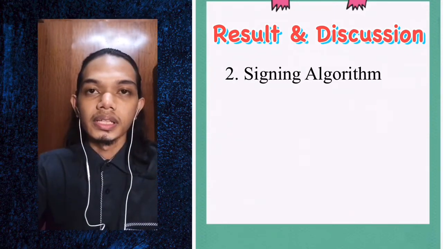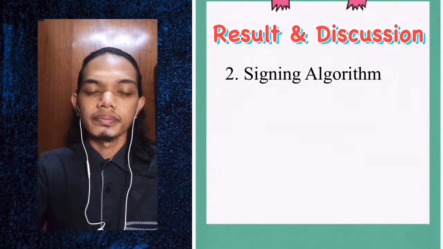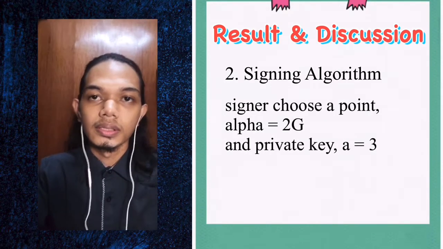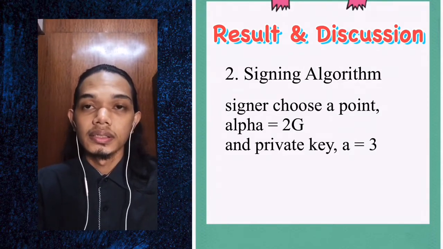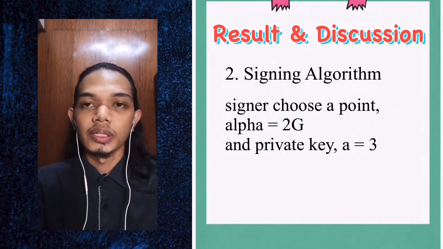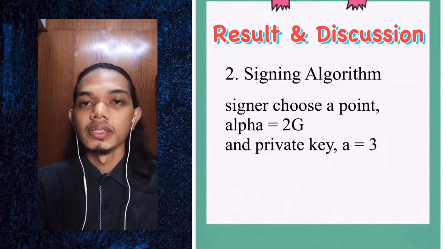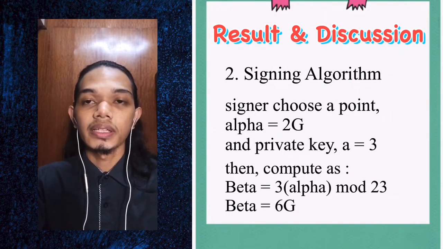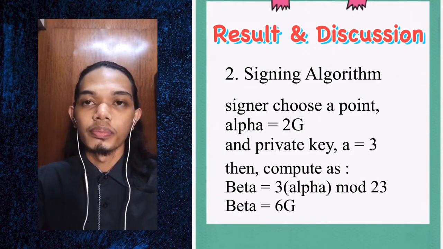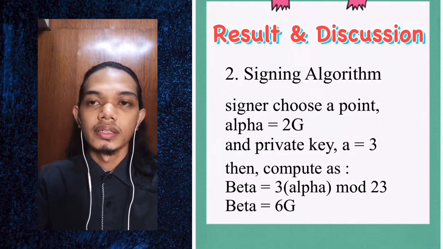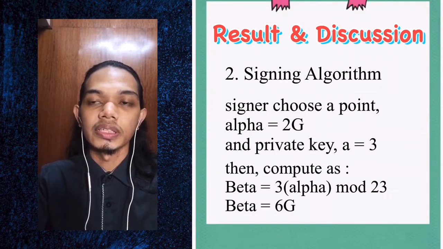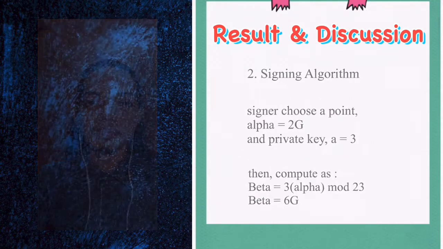Part 2. Signing algorithm and verification algorithm. Signing algorithm. Alice will choose a point alpha, which is (14,7), equal to 2G, and her private key a equal to 3. Then she will compute the signature beta such that beta equals a alpha mod p, which gives beta equal to 6G mod 23, which is the point (13, ...).